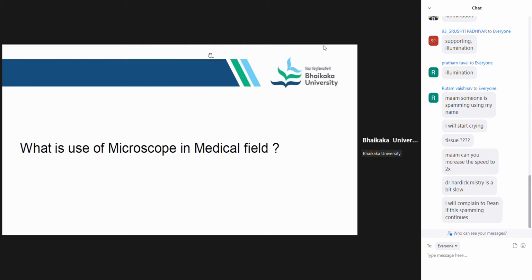You have already seen the use of it in one of the sections of pathology. So what are the other uses? Can anybody put the answer in the chat box? What are the other uses of the microscope? Where do you use it?